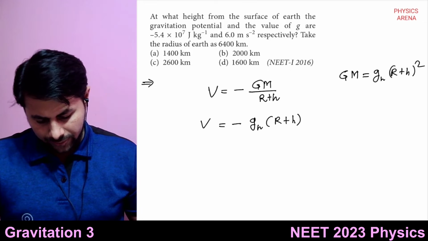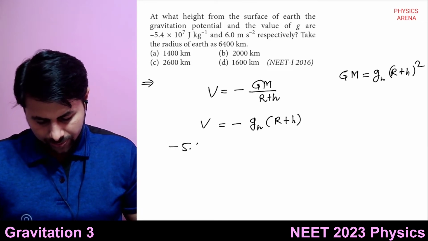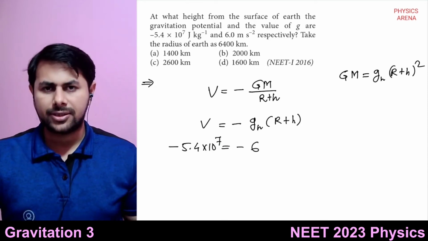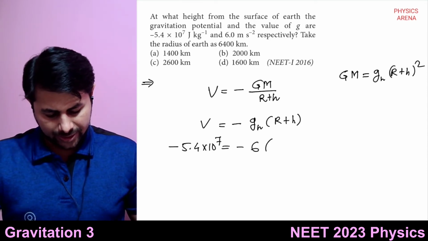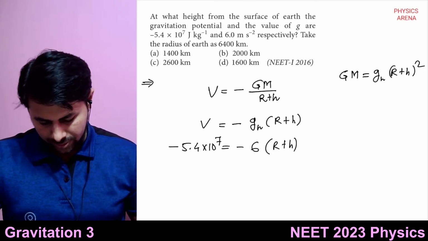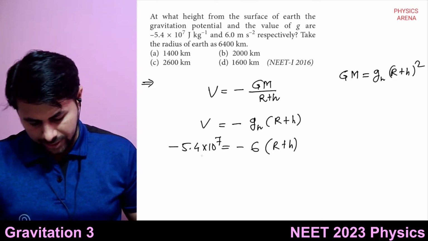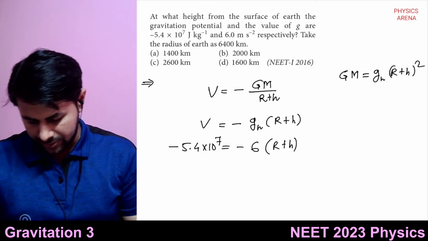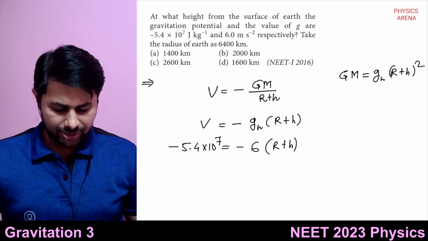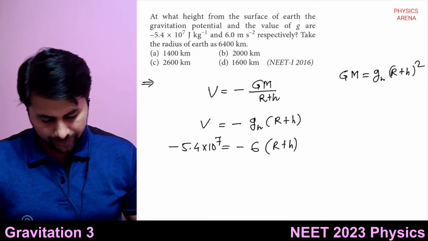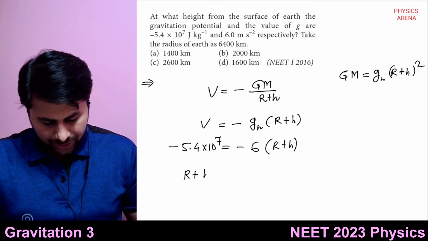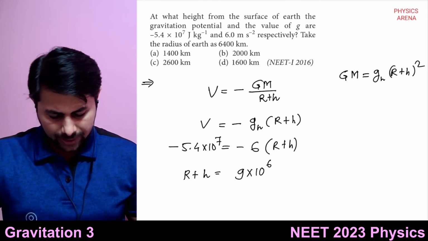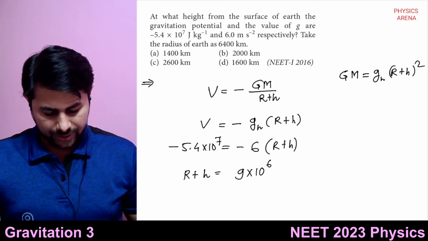So this is minus 5.4 multiplied by 10 raised to 7, equal to minus g_h, which is 6, multiplied by R plus h. So this is 54 multiplied by 10 raised to 7 divided by 6. How much is that? 9 times 10 raised to 6. So R plus h equals 9 multiplied by 10 raised to 6. How much is R? It is 6400 kilometers.